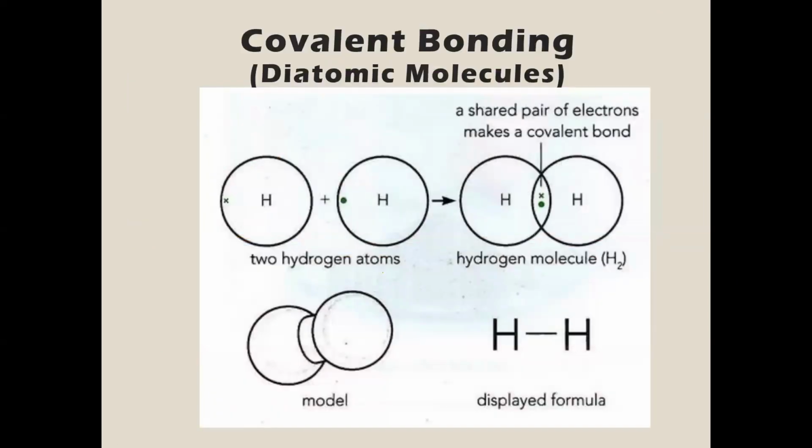So this is an example of the covalent bonding in diatomic molecules, like hydrogen. Every hydrogen atom needs an extra electron to be full. So they are bound together, forming the diatomic hydrogen molecule. This is the single bond.